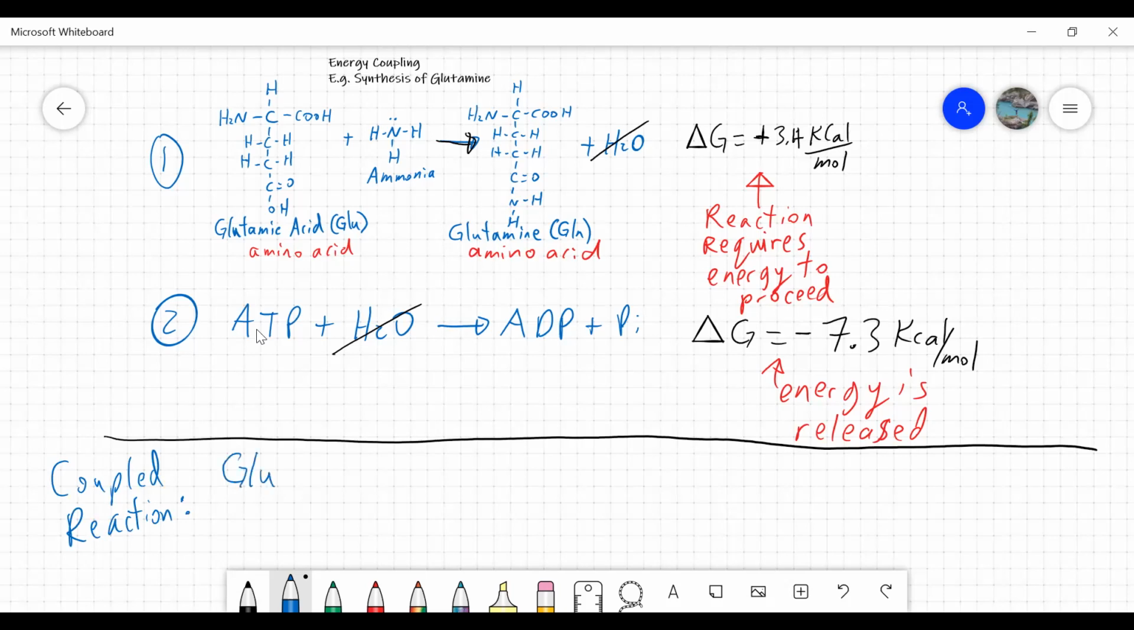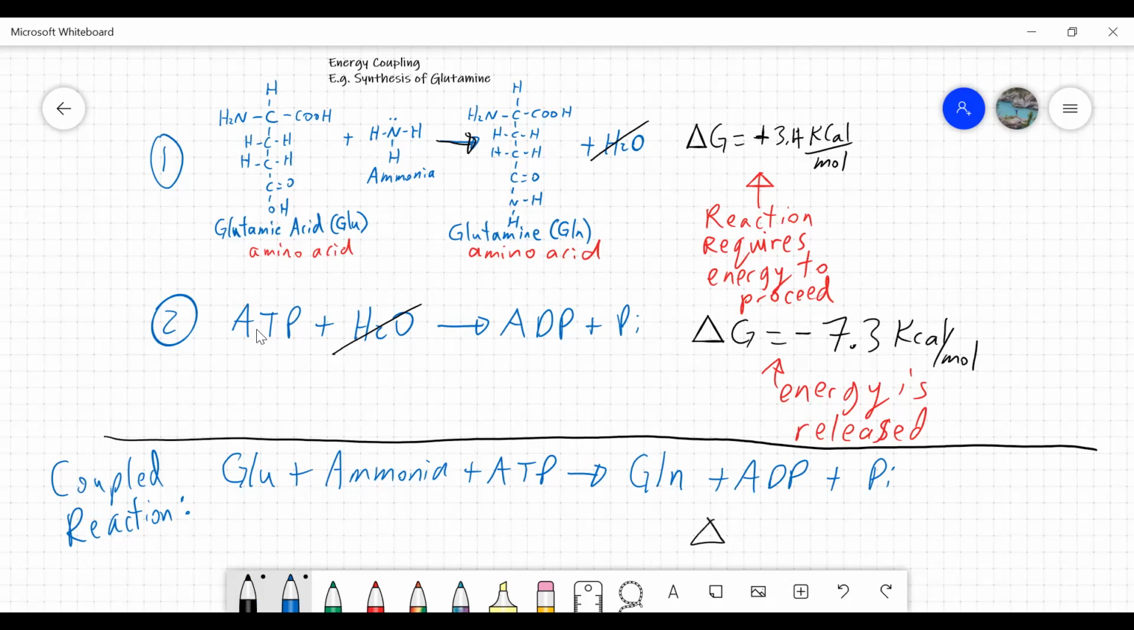So we start off with glutamic acid, that's GLU, remember? Then we have ammonia, and we have ATP. And our final products, we get glutamine, GLN, so that's something that we do want. We have ADP, we have our inorganic phosphate, and I guess that's everything, yeah. The last thing to consider is our energy.